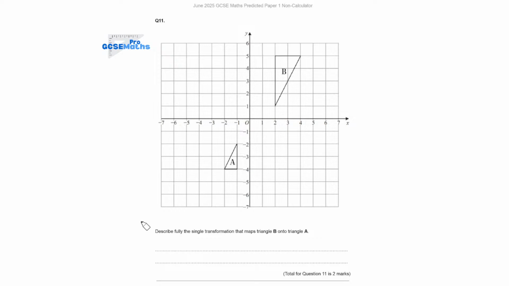Okay, question 11. This is transformations, but in the context of obviously shapes, not in terms of graphs. So describe fully the single transformation that maps triangle B onto triangle A. Now this is single deliberately. This, I feel like, happens quite a lot.